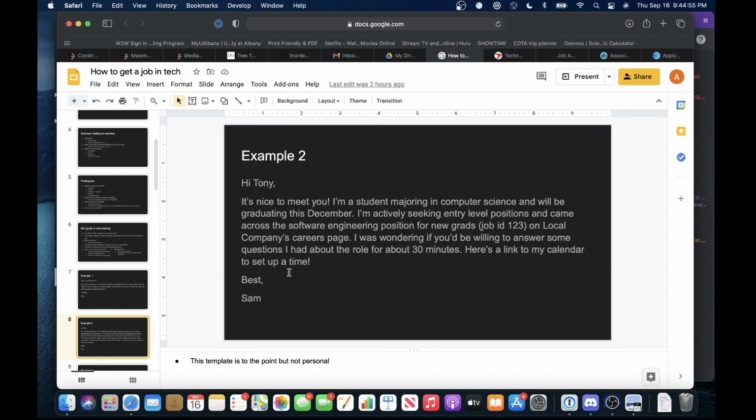You don't even have to talk about a job in particular. If you see somebody on LinkedIn and you have similar interests or a similar background, and you just want to connect with them, then definitely reach out. You'd be surprised that some people are more willing to help than you may think.